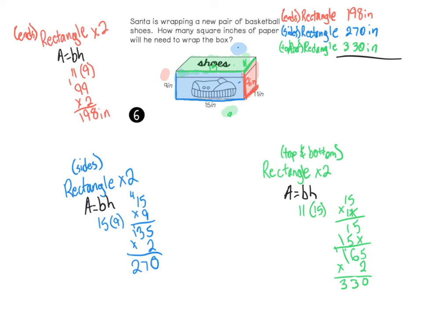So now we need to add these up. We get 8 plus 0 is 8, plus 0 is 8. We're going to do 9 plus 7 to get 16. 16 plus 3 to get 19. Put the 9, carry the 1. Then we have 1 plus 1 is 2. 2 plus 2 is 4. 4 plus 3 is 7. So we have 798 inches, and since it's area, it has to be squared.